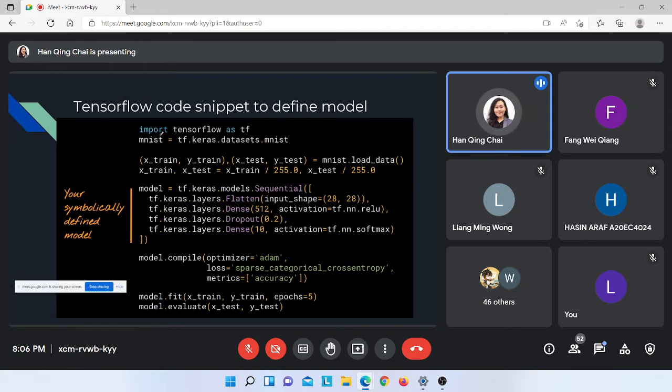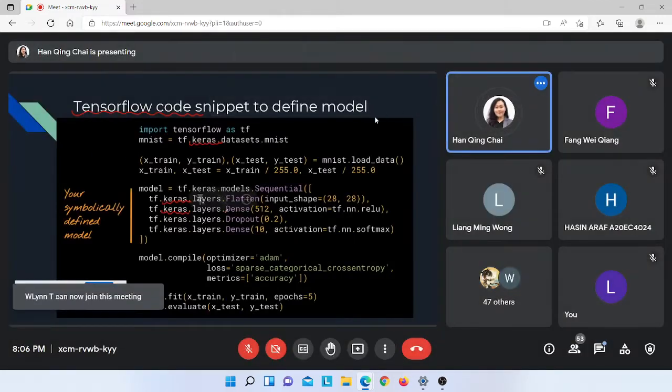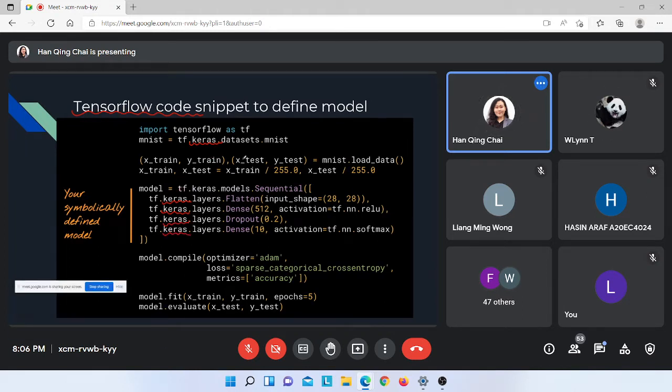For example, this one uses a TensorFlow code snippet to define the model. You can see that this is using TensorFlow Keras, and there are a lot of Keras functions here. These are their respective syntax. So we can see that the hard part is that this is just one example of a framework, and there are different types of coding.